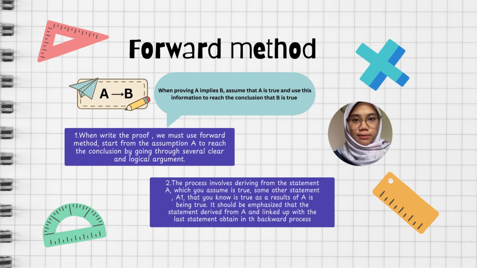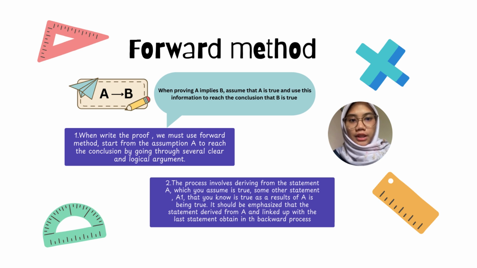So, I will explain about the forward method. When proving A implies B, we will assume that A is true and use this information to reach the conclusion that B is true. When we write the proof, we must use the forward method. We will start from the assumption A to reach the conclusion B by going through several clear and logical arguments.